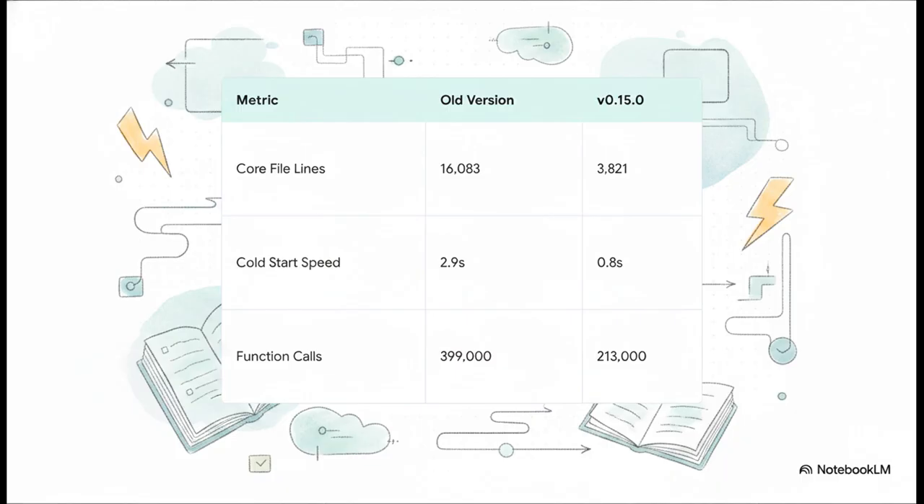So how exactly did they pull off those lightning-fast speeds? Honestly, it's all about ruthlessly cutting the code bloat. The core file that runs the entire conversation loop was slashed by a massive 76%. It dropped from over 16,000 lines down to just about 3,800. Because of that, cold start speeds on the Android terminal went from 2.9 seconds to a blazing fast 0.8 seconds. And it's just way smarter about how it operates, using 47% fewer function calls in a standard 31-turn chat. Bottom line, it loads faster, it runs faster, and trust me, it is significantly easier to debug.